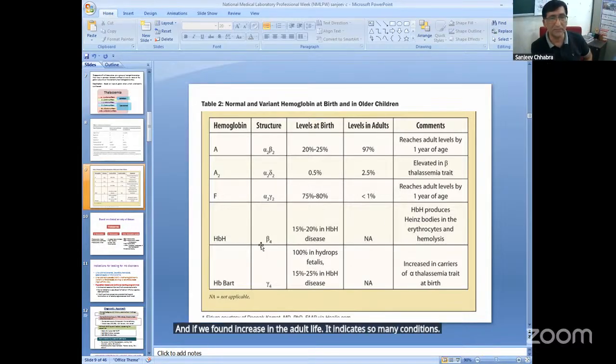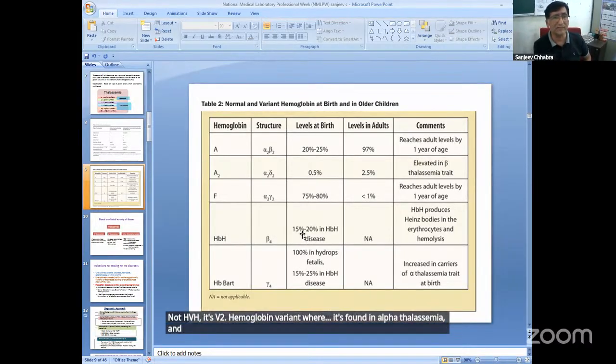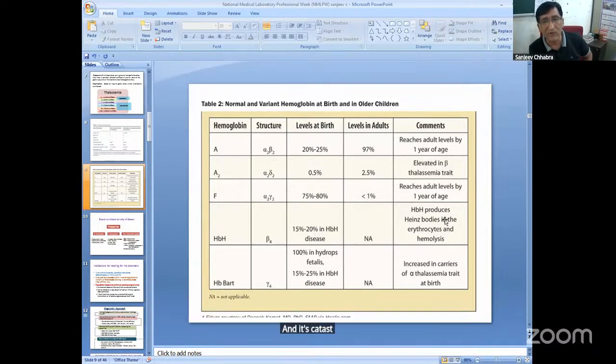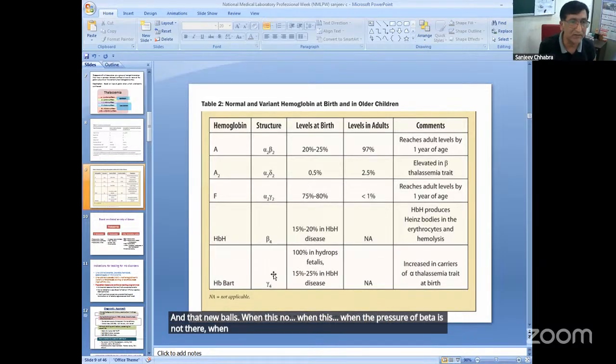Now HbH is beta 4. It's an abnormal hemoglobin variant found in alpha thalassemia, and we find HbH 15 to 20% in HbH disease. It's characterized by Heinz bodies in erythrocytes and causes hemolysis. And Hb Bart's is gamma 4. It's primarily found in fetal life or in newborns, when the production of beta is not there and the main production is gamma.